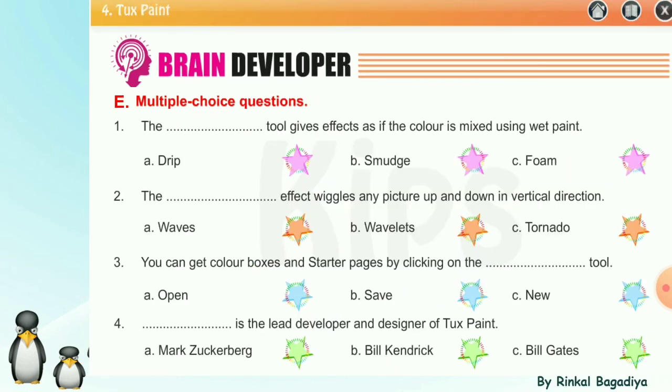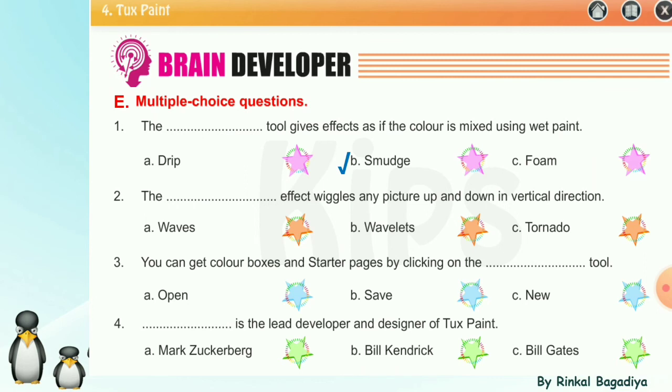Now next is multiple choice questions. 1. The blank tool gives effects as if the color is mixed using wet paint. Mixing color using wet paint. Which tool gives that type of effect? Yes, smudge. Option B, smudge is the right answer. So put a tick mark on option B, smudge. You can fill the answer in the blank also.